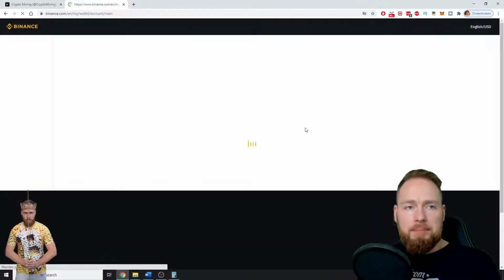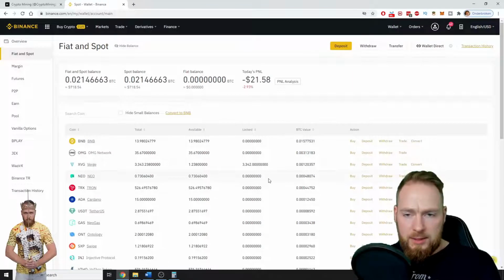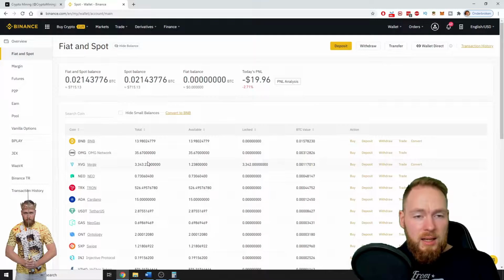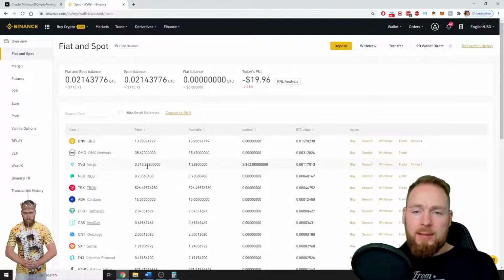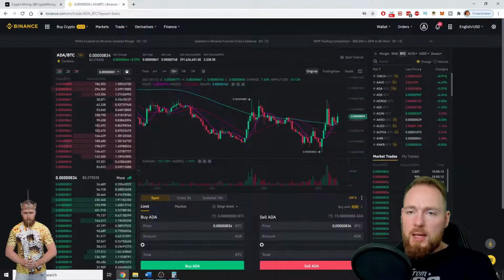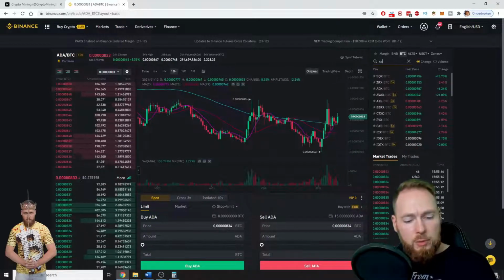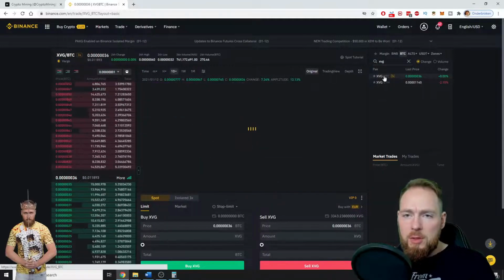You have some cryptocurrency in your wallet, so you choose the coin you want to sell. If it's a cryptocurrency which is not Bitcoin, you'll have to first convert it into Bitcoin, and then you can sell your Bitcoin for euros. So I want to sell my Verge. First I have to convert it into Bitcoin. So I enter Verge, from Verge to Bitcoin.